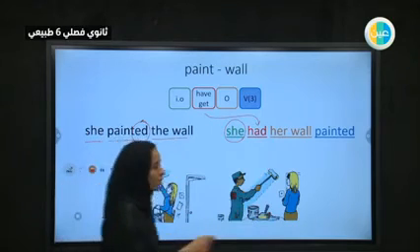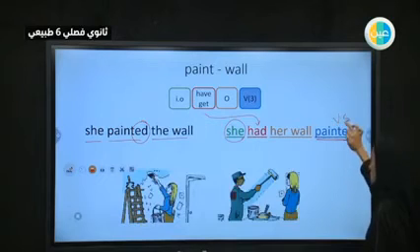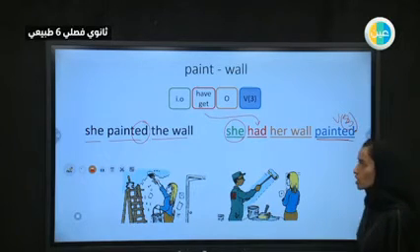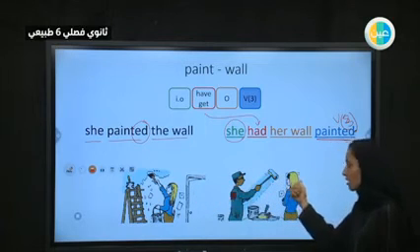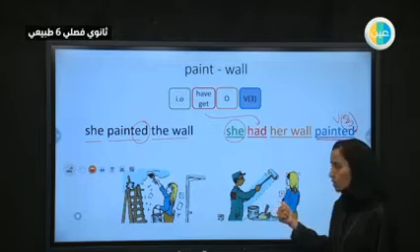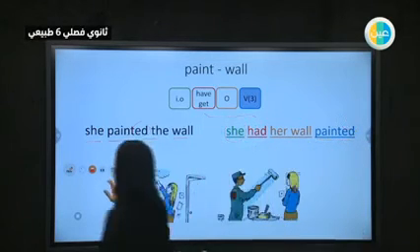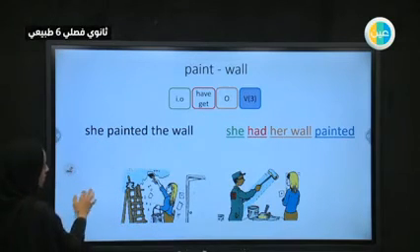Then because we have "had", we're going to use "painted", which is verb number 3. Okay, this is verb number 3. So she painted the wall herself. She's doing the action, but there she hired someone to do the action for her. So someone had painted the wall for her. So that's it. Let's go ahead and continue with the other one.